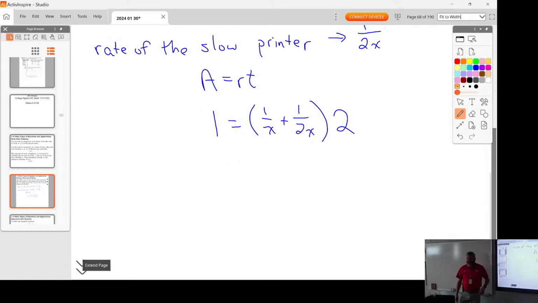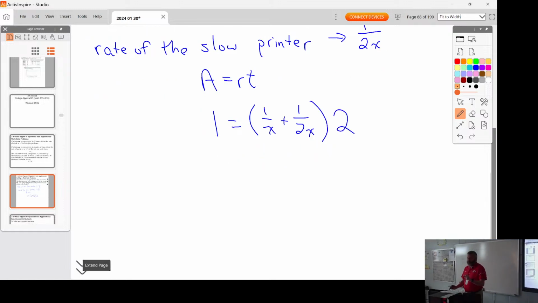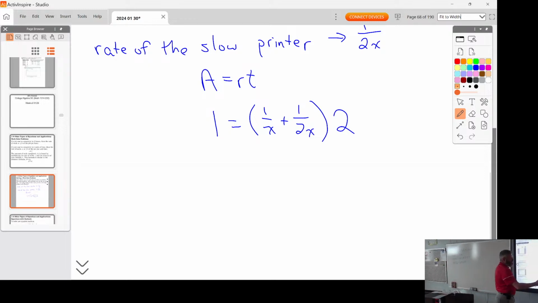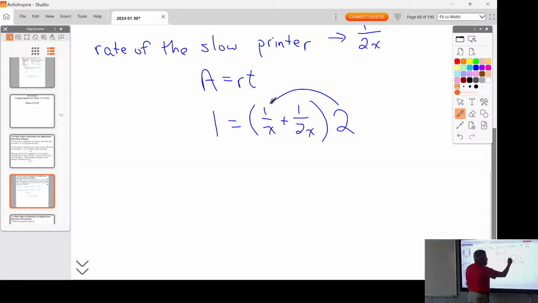Well, what does X represent again? The rate of the fast printer. Okay? So I've got an equation here. It's got one variable in it. That variable is X. We need to solve for X. What would be the first logical step to solve the equation? Distribute the 2. Okay.